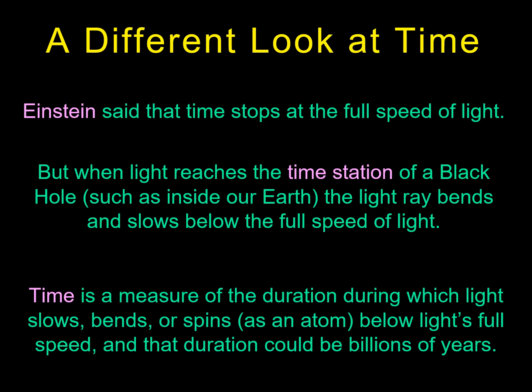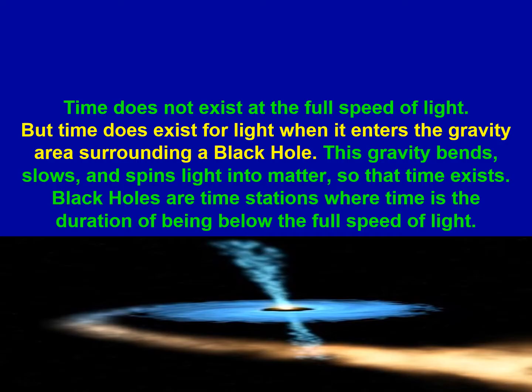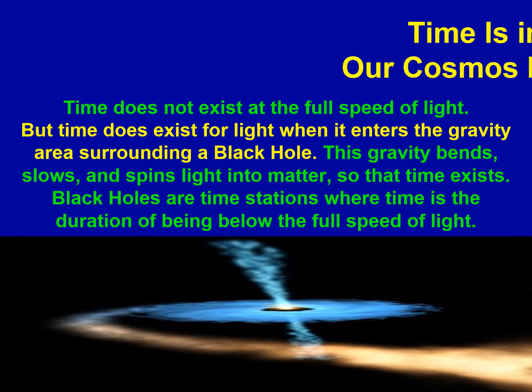Time is a measure of the duration during which light slows, bends, or spins as an atom below light's full speed, and that duration could be billions of years. Time is imported into black hole areas. Time is a measure of the duration during which atoms continue to spin under the control of a black hole sphere before they can finally escape back to light. Time is imported to our cosmos by black holes.